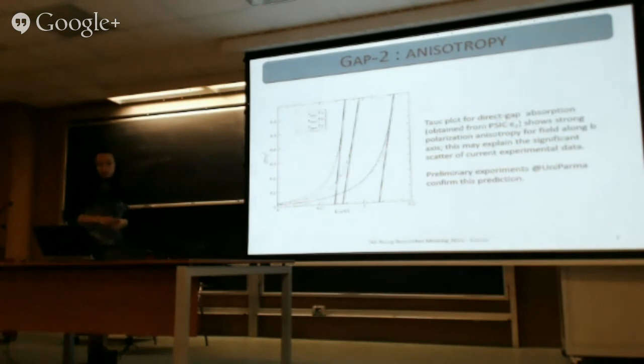This is the Tauc plot for direct gap absorption that shows three different onsets. This shows the polarization isotropy for when the light polarization is parallel to the optical axis, the b axis. The prediction is confirmed in experiments at the University of Parma.